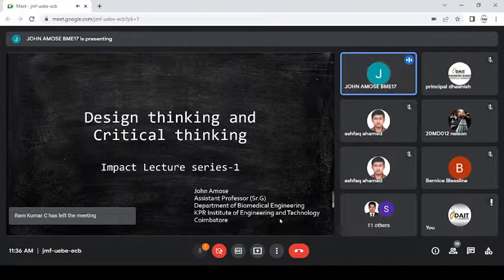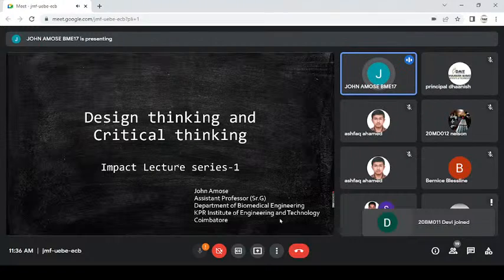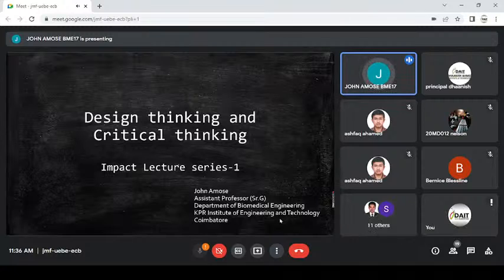So this is kind of restructuring the way we think. And if my understanding is correct, I believe most of the participants are students and there are a few faculty members as well. So the way I've structured the talk is to get a feel of what design thinking is and critical thinking from a point that we can relate.